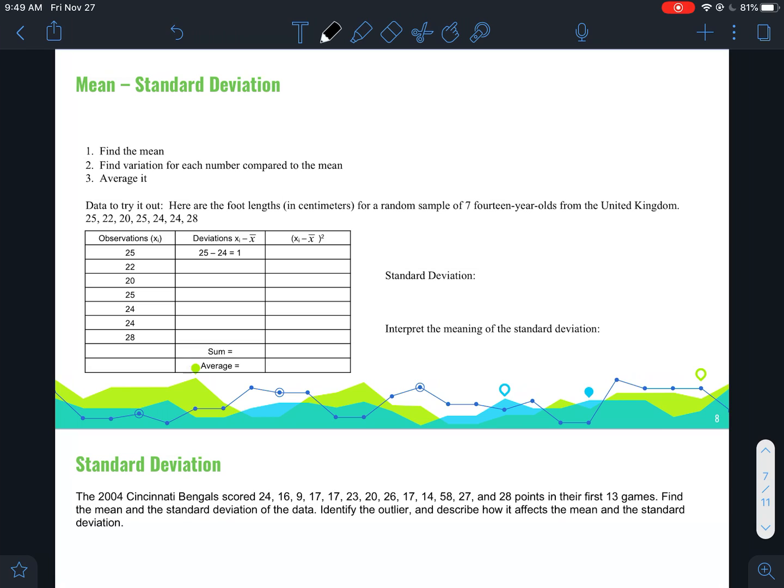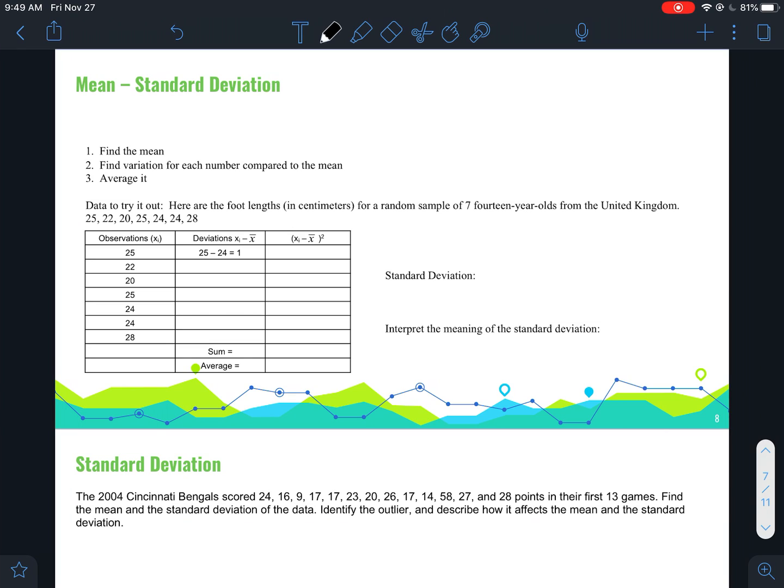So how do we find the standard deviation? Well, your steps are, you're going to find the mean, and then you're going to find the variation for each number compared to the mean. So you'll take the mean minus that data point, and then you're going to sum all of them and average it. So here's a data set to try out. Here are foot lengths in centimeters for a random sample of 7 14-year-olds from the United Kingdom. So we have 25, 22, 20, 25, 24, 24, and 28. And those are how long their feet are in centimeters.